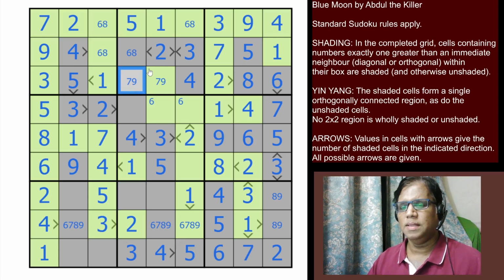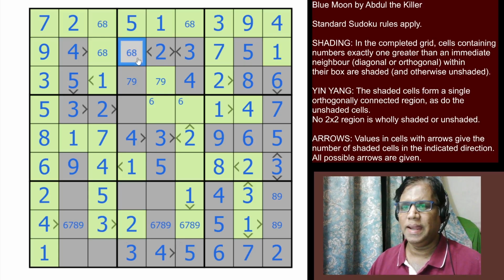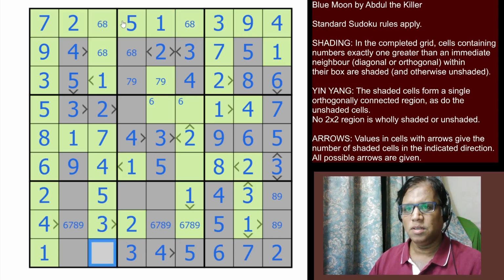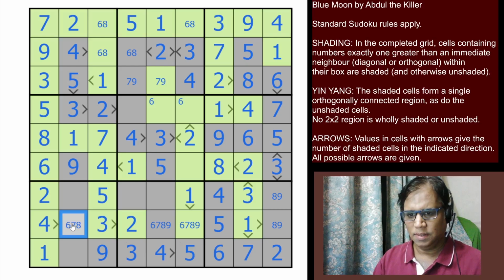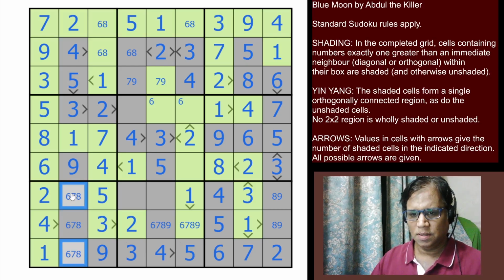Now that can't be 9. That can be 9. That could be 8. 6 or 8. Maybe some Sudoku will come into it. So that's 6, 8, right? What's that? 1, 2, 3, 4. That has to be 9. That's not 9. 6, 7, 8. All these are 6, 7, 8. That can't be 8, right? 9 is dark.